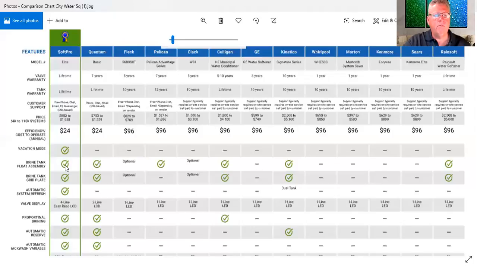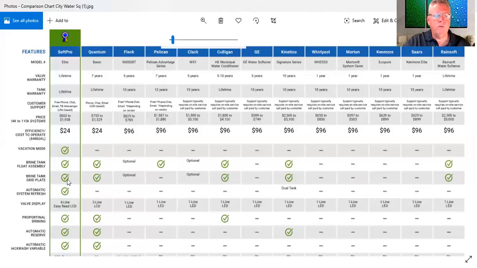So the Soft Pro system and the Quantum system both include that float. The Fleck is optional depending on vendor. Pelican includes it. The Clack, it's optional depending on vendor. Culligan includes it. General Electric does not. Kinetico includes it. Whirlpool, Morton, Kenmore, and Sears do not. And Rainsoft includes it as well.